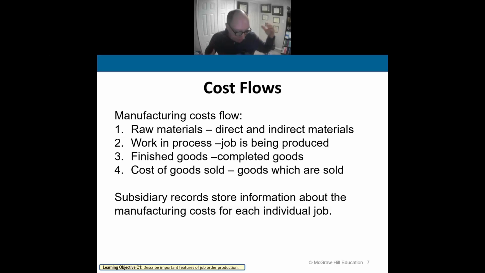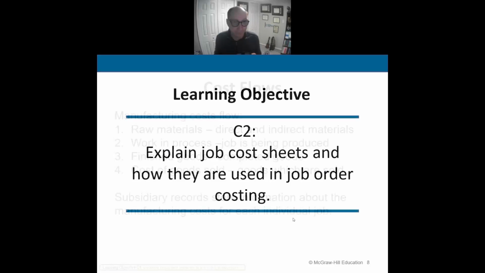Then I add up all of those direct materials, all of those labors, all of those overheads to become a finished good, and I add all those up to equal the total cost of the finished good. And then when I sell it, it becomes cost of goods sold. But we see that we track the flow of the cost as it moves through the process. So the job is, and I'm going to show you this next, it's called a job order cost sheet. And it tracks all of those costs for that particular job.